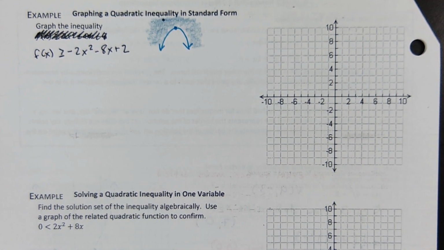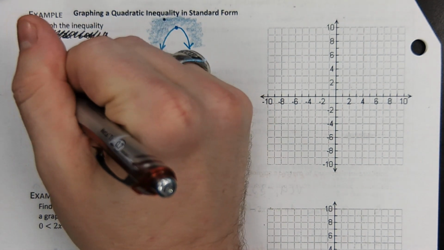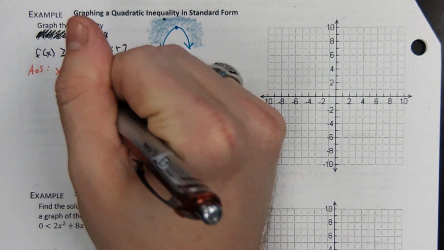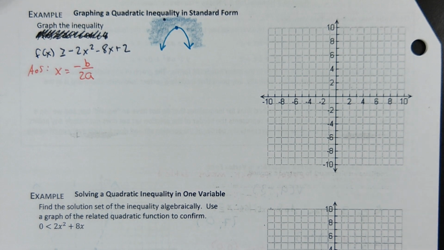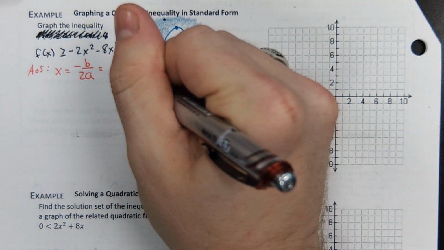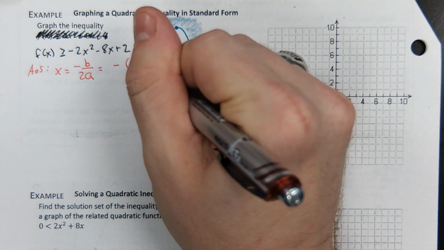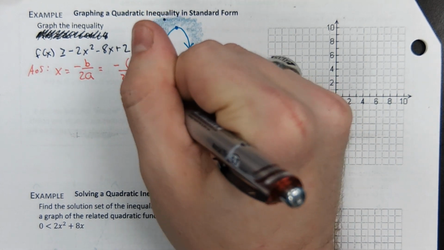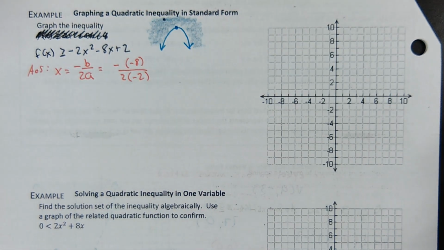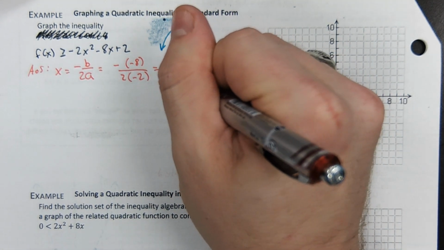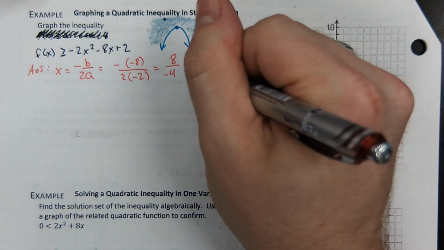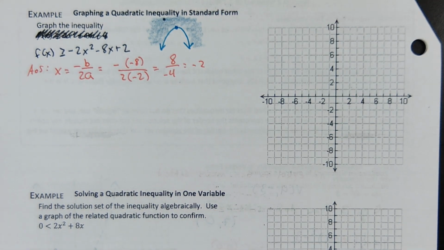Axis of symmetry. When you're working with standard form, you have to find the axis of symmetry. This is the work I expect to see in the homework. I want to see you doing this. Negative, your b value is negative 8, over 2 times a, your a value is negative 2, and we go from there. Negative negative gives me positive, and 8 over negative 4 is negative 2. My axis of symmetry is x equals negative 2.